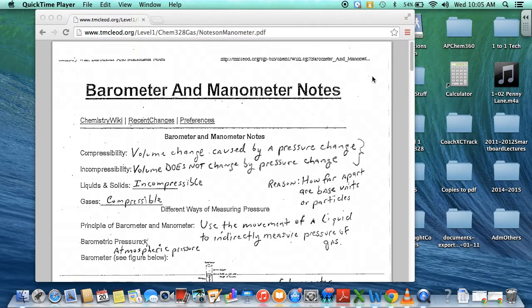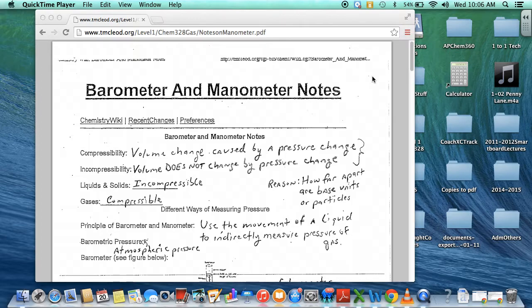Hello, this is a video on manometers and barometers. Manometers and barometers are devices that measure gas pressures, and it's all based on what is called compressibility or incompressibility.